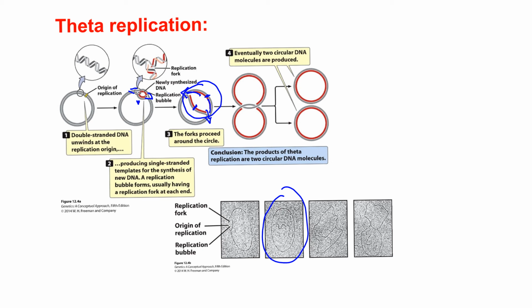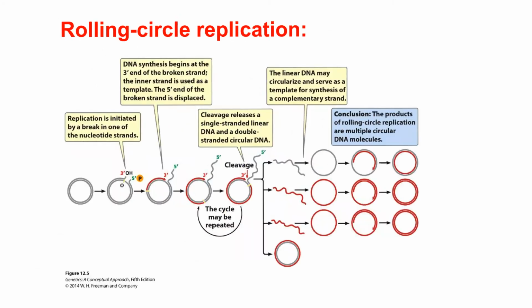The rolling circle replication differs from the other two, from theta and linear replication, in two basic ways. Firstly, it is unidirectional. It only goes in one direction. Secondly, it does trigger a break in a DNA strand. Let's pretend that this is a plasmid, a bacterial plasmid. It is formed by double-stranded DNA, and here is the origin of replication. Within the origin, an enzyme cleaves one strand, so only one strand is cleaved.